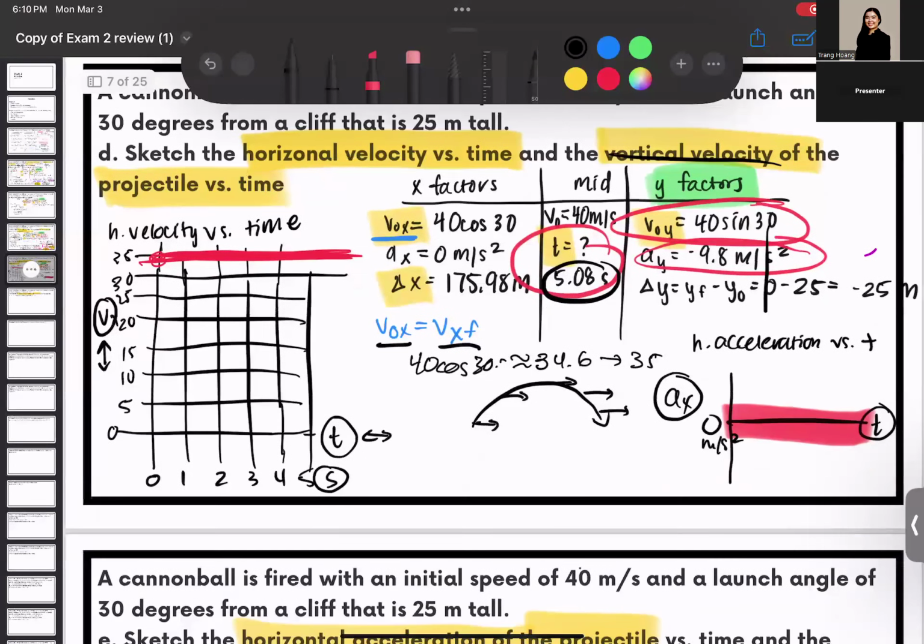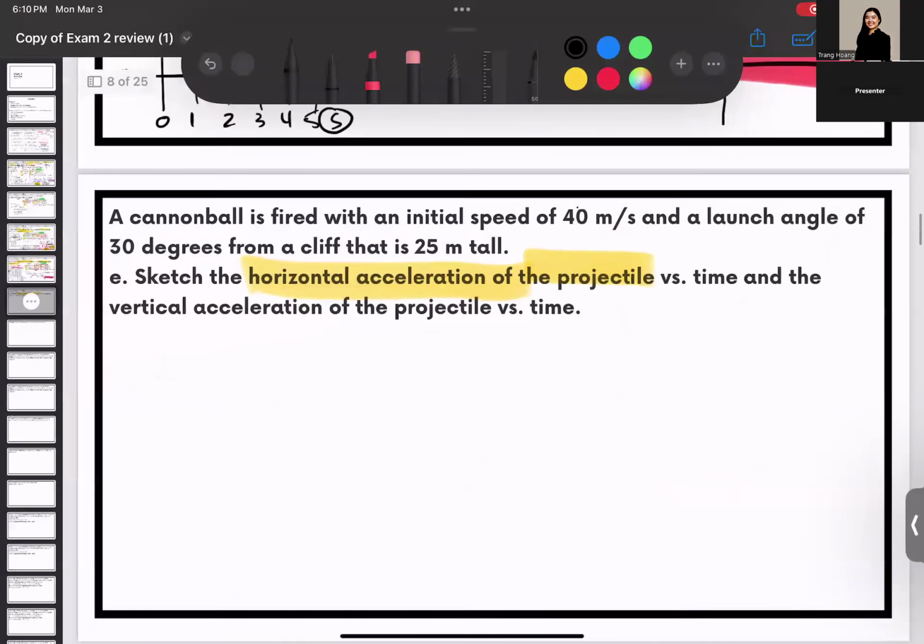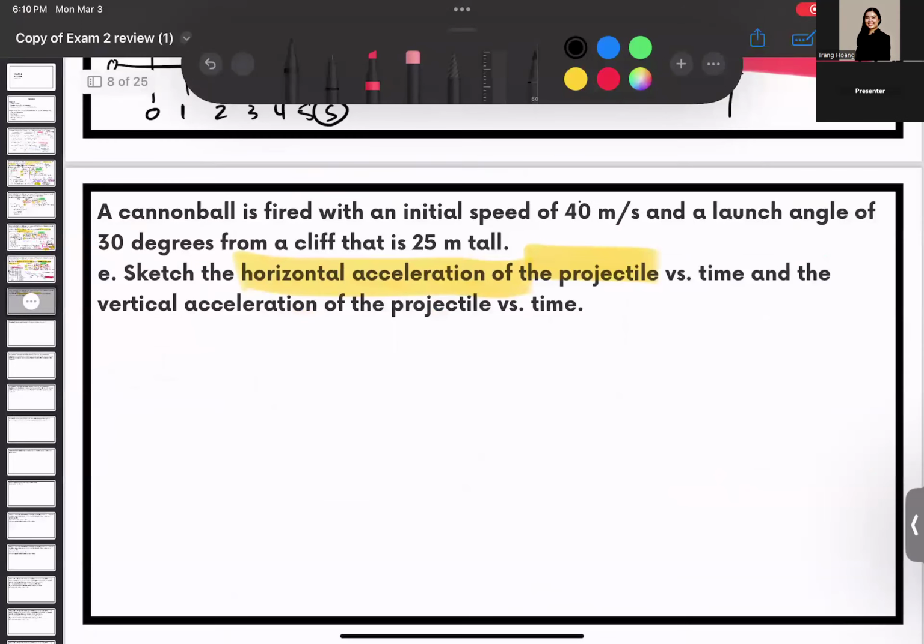So the second part of what I'm going to do is the vertical velocity of a projectile versus time. Vertical velocity versus time graph. This is going to be a little bit more involved because velocity, as we talked about earlier in the vertical direction, is changing. It's not staying the same. So our graph is going to have to reflect that.